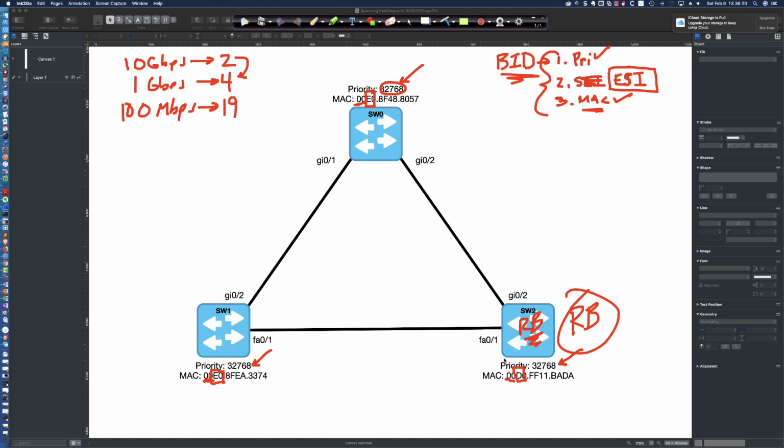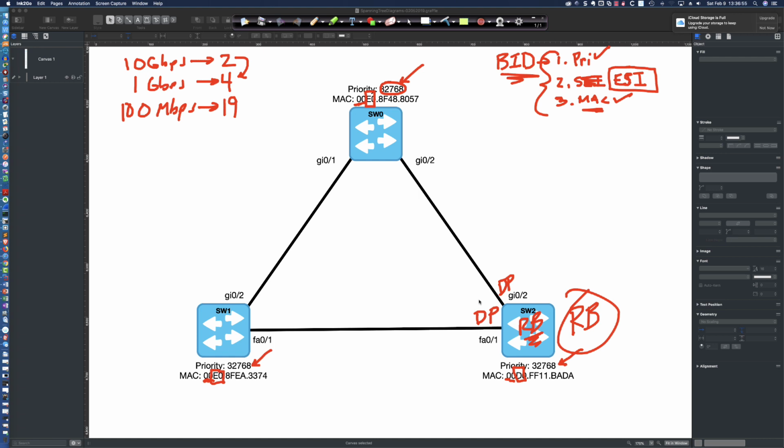The next step is to immediately label all of the ports on the root bridge as designated ports. On the root bridge, all ports are designated ports. There are no root ports on the root bridge. So we've got designated port here and a designated port here. Now, the next step, we've identified the root bridge. We've labeled the ports as designated ports. So we have our designated ports.